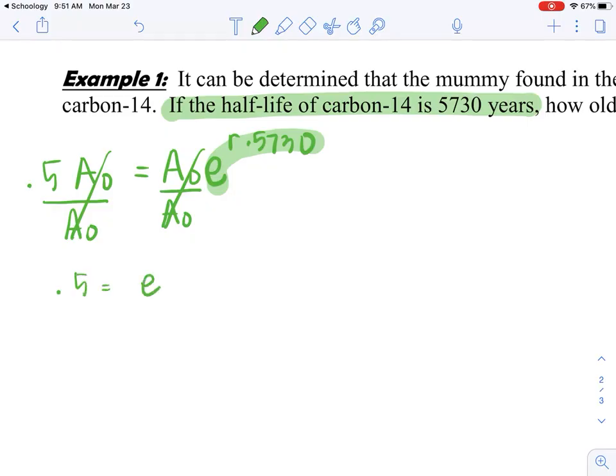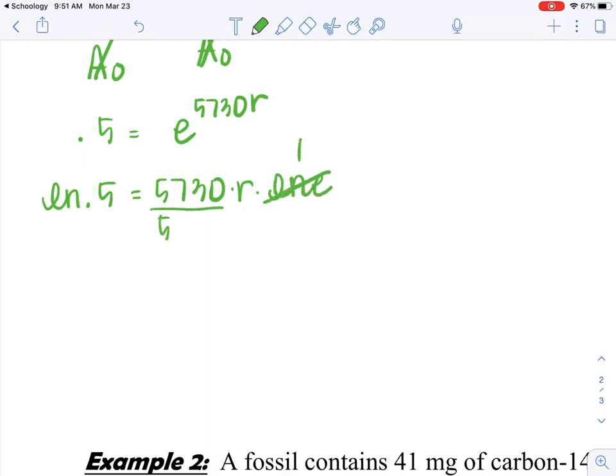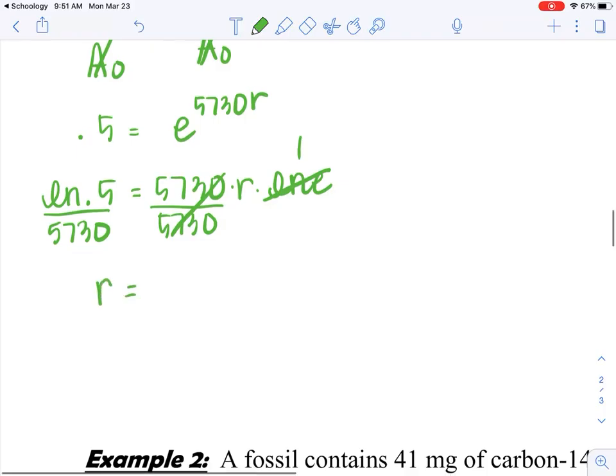Those cancel. Now I have 0.5 is equal to e to the 5730 times R. Now I can log both sides. I'm going to use natural log since the base is e. Remember, that'll make sure my exponent comes in front, so I'm going to go ahead and write that in front. Natural log of e is 1, and then to get R by itself, I'm going to divide both sides by 5,730. This will give me my rate at which the carbon-14 decays.